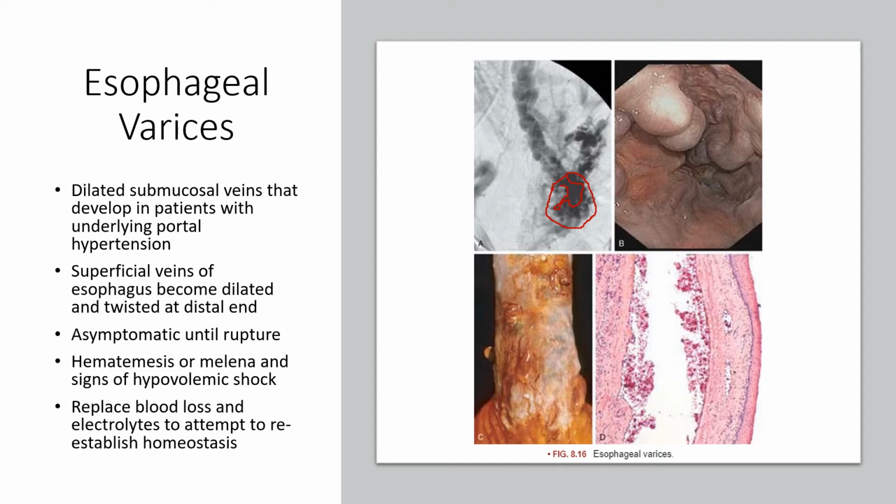Variceal hemorrhage is something that you have to be very cautious and aware of in patients with esophageal varices, because the patients are going to be relatively asymptomatic until that stage. So they are asymptomatic until these varices rupture. When the varices do rupture, this can be life-threatening and is a medical emergency. If the patient's not already hospitalized, you need to get that patient to the ER as soon as possible.